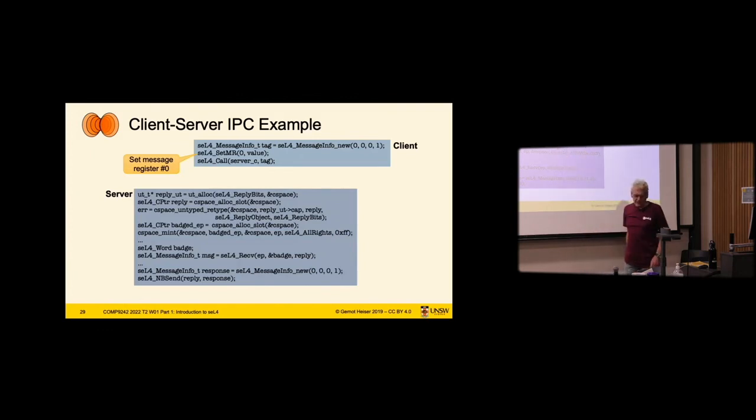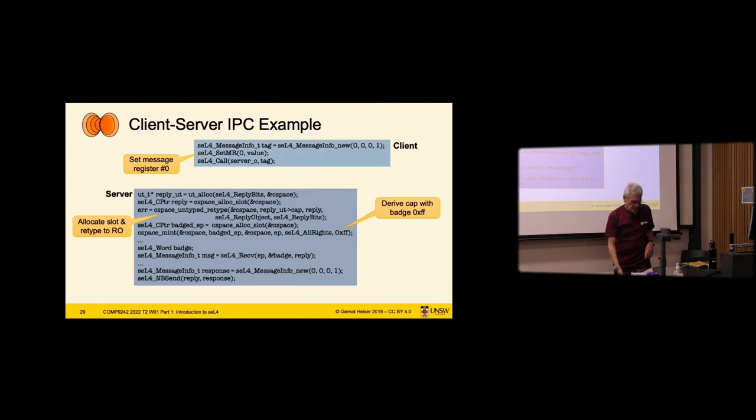And on the server side, it looks a little bit more complicated. There are some data structures, allocate a slot in the C space, retype untyped onto a reply object type. So this is how you get a reply object. There's this C-space management library we give to you so you don't shoot yourself in the foot too easily.